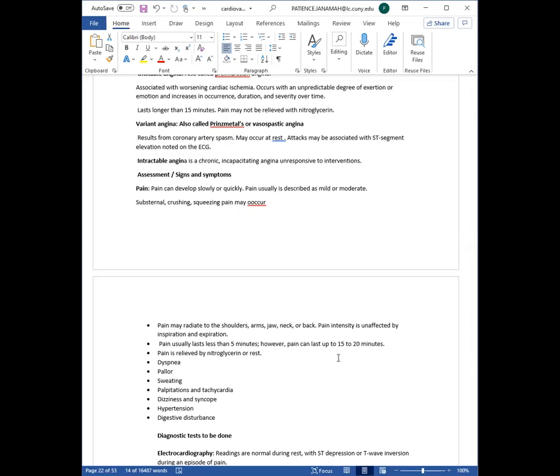They tell you the pain may radiate to the arms, legs, jaws, neck, or back. So if the patient tells you that the pain is here, but it radiates to my neck, it moved to my arm, moved to my leg. Pain usually lasts less than 5 minutes.